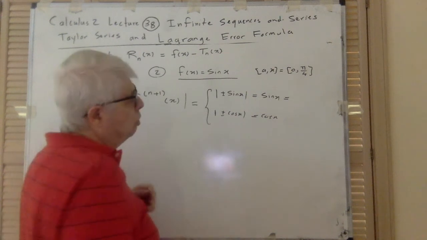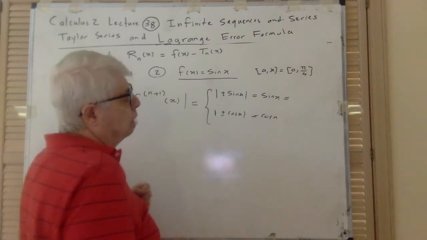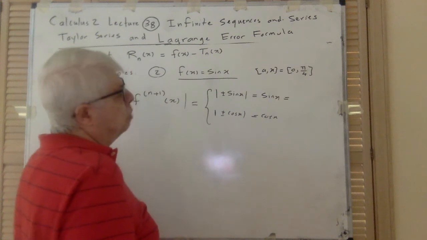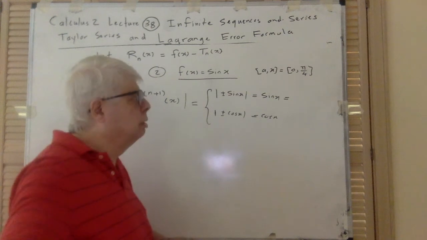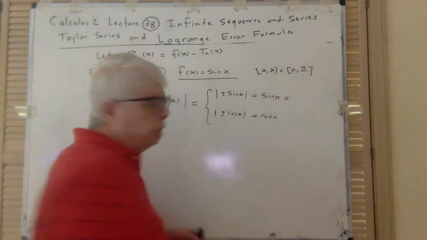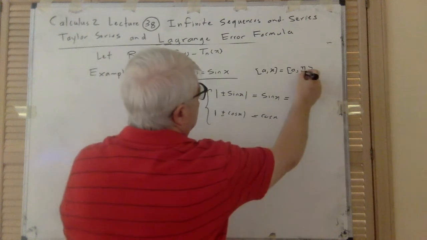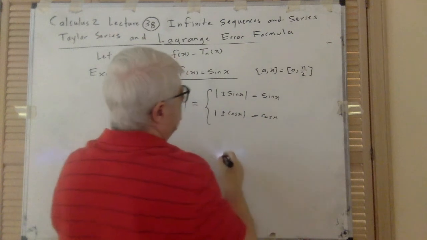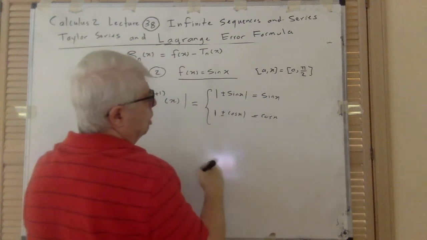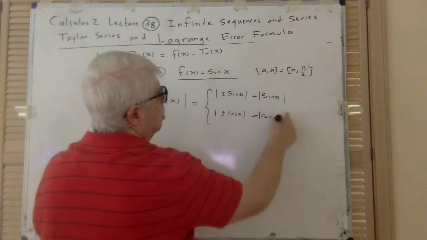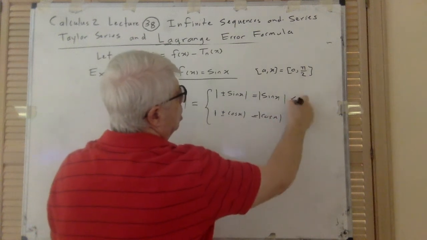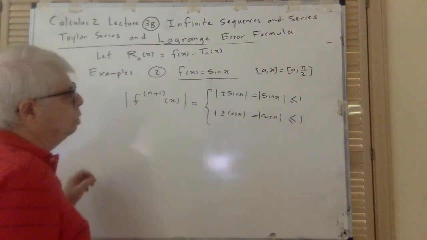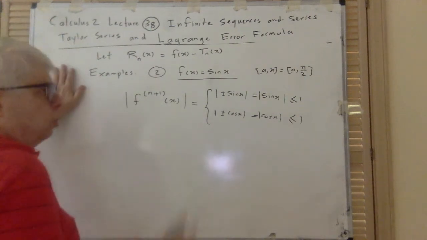The maximum value for sine x is at pi over 2. But let's use pi over 2 right now. In fact, pi over 4 is enough, but let's use pi over 2. So what's the maximum value of both of them in this region? It's less than or equal to 1. That's it. So in this situation, it's basically 1.